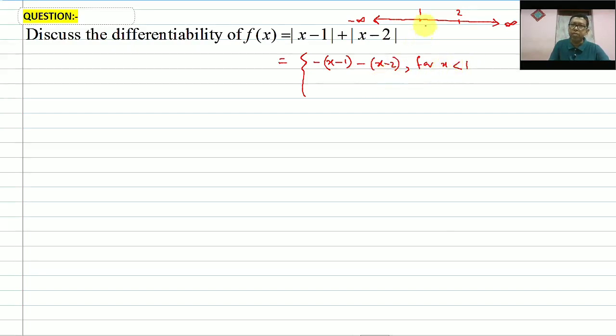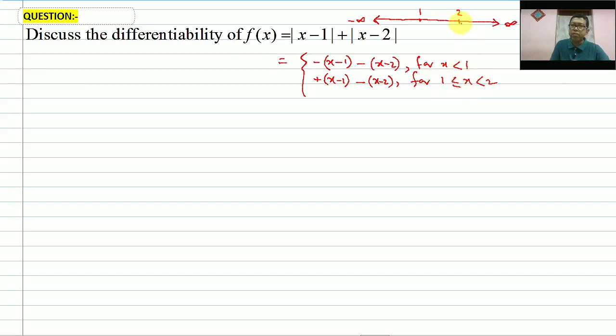For another part, you take a value in between 1 and 2, suppose 1.5, the middle of these two points 1 and 2. Put it here, 1.5 minus 1 is equal to 0.5, so this is a positive value, so we take positive x minus 1. Next, 1.5 minus 2 is negative, so it will be minus of x minus 2, and this is for 1 less than or equal to x less than 2. That means we have taken the value in between 1 and 2.